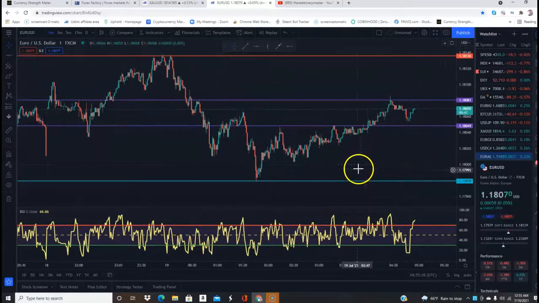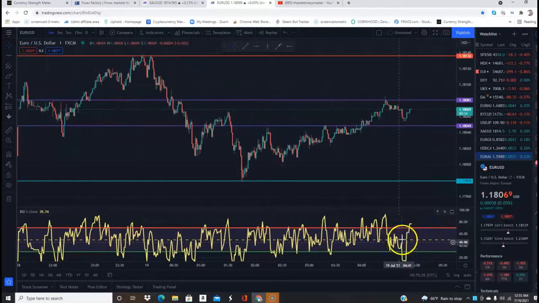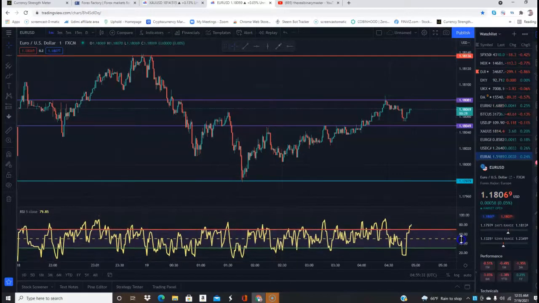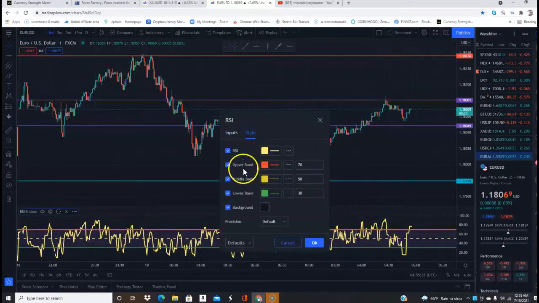Now, can we have any additional confirmations in this situation? Well, sure we can. We're going to look at the RSI. If the RSI is at or above this red line, which let me tell you what this red line is. This red line is 70. Let me just show you guys. The upper band is going to be 70. The lower band is going to be 30.